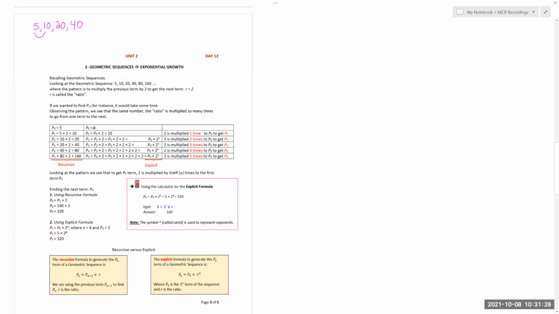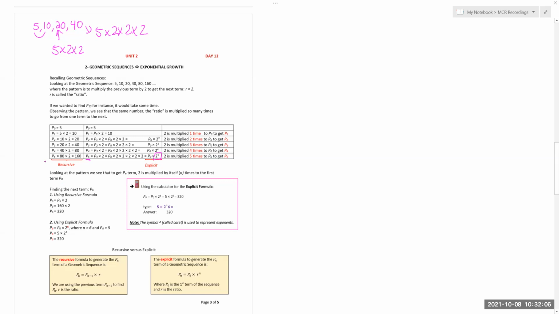Now, what we're also doing is that first one was 5. 5 times 2 is 10. Then you could do 5 times 2 twice, 5 times 2 3 times, etc., because that's also what's happening. This 20 is 5 times 2 twice. The 40 is 5 times 2 3 times. 1, 2, 3. So if you're getting the idea, depending on which P you're looking for, if you're looking for P5, you would multiply by 2 5 times. So that's that explicit formula.